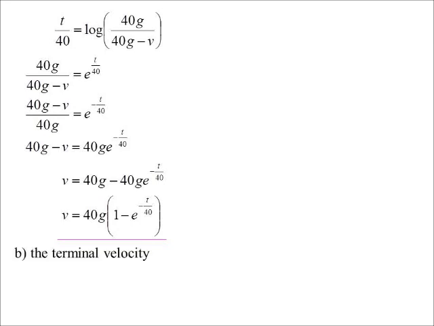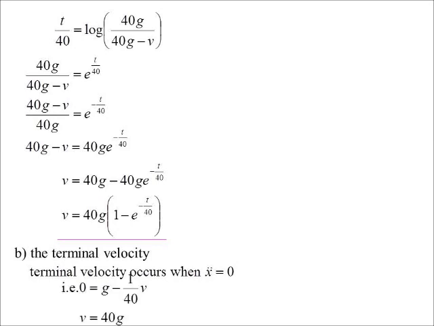So what is the terminal velocity? Remember I said terminal velocity is acceleration equals 0. So I could go back to the acceleration formula and just say, well, when's that equal to 0? So v equals 40g. But now I've got another way as well.